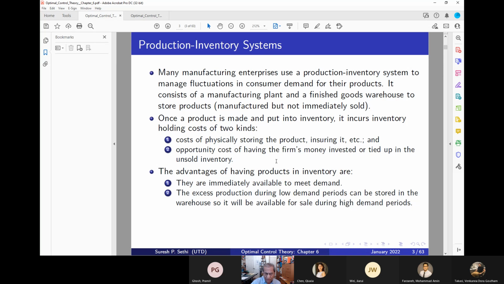So there are some costs of holding inventory, then there are benefits of holding inventory in the sense that when there's a demand due, you immediately meet the demand. If not, then you incur some cost called lost sales cost or cost of backlogging. And the excess production during the low demand period can be stored in the warehouse, so it will be available for sale during the high demand period.